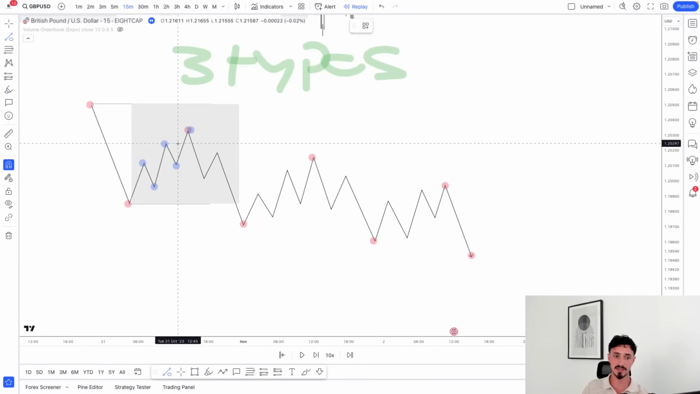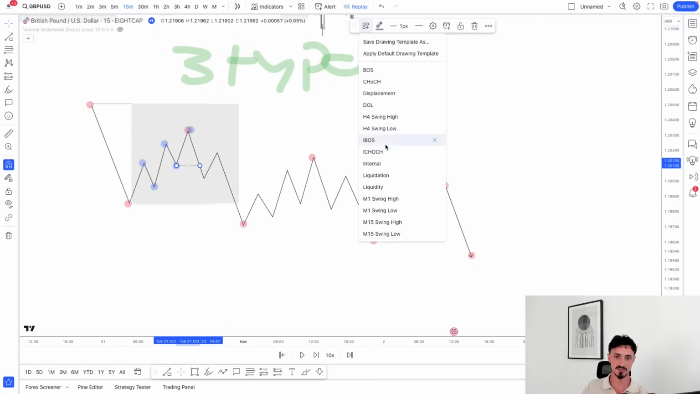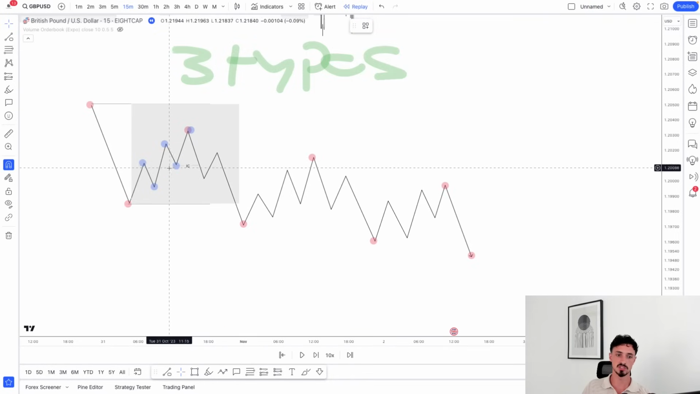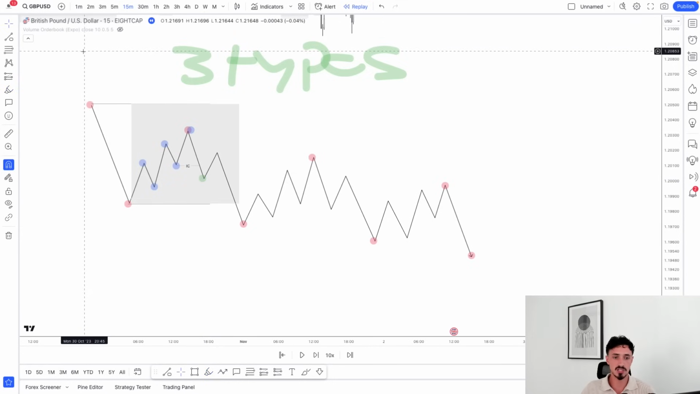And at some point in time, what you get is this, which is an internal change of character. So an I-CHoCH, right? It is still a change of character, but it's just an internal change of character. It's the shift from higher highs to lower lows internally. And that is what we identify as our internal pro, right? IP, our internal pro trend. The internal pro trend is when the internal aligns itself with the counter trend.